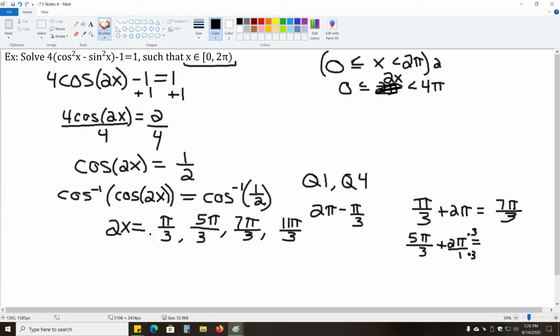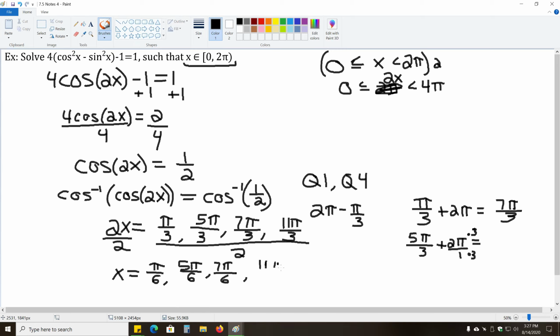So now we can finally solve for x by dividing everything by 2. And saying divide everything by 2 is the same thing as saying multiply all the denominators by 2, which gives us pi over 6, 5 pi over 6, 7 pi over 6, and 11 pi over 6. And that's our solution, since in this case we did not need to solve for all solutions.